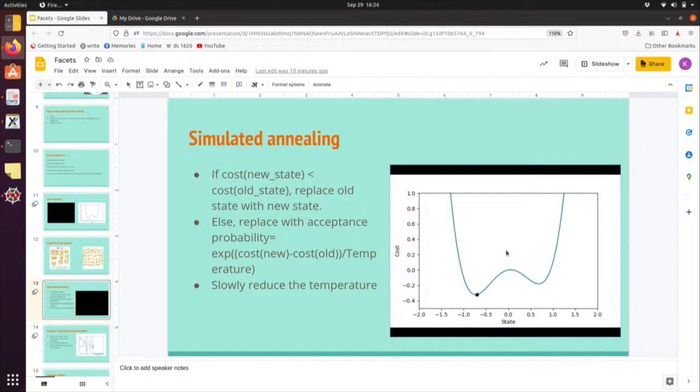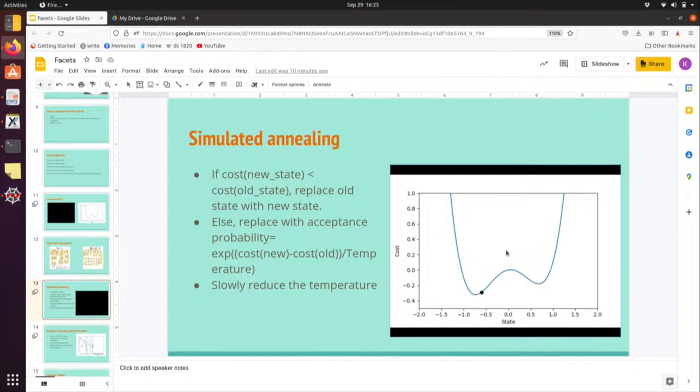Eventually, wait for it. Let's wait. Oh, there it goes. Slowly it finds the global minimum. Okay. So there it is, right? In this particular case, it worked.